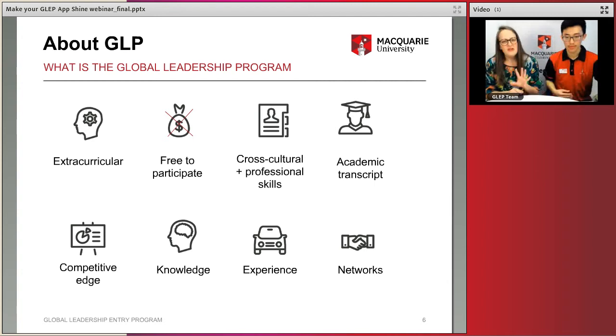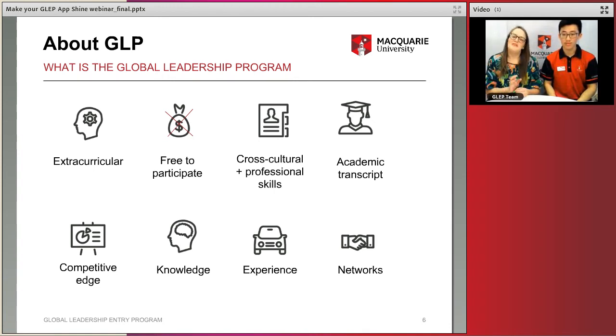So as I said before, you'll get those cross-cultural and professional skills. And if you complete the program, it will go on your academic transcript. This is really, really valuable. You might not realise until you're in third year or fourth year or fifth year at uni, but it's so valuable to have that on your academic transcript because graduate programs, recruiters and employers look at your transcript when you leave the university. It'll give you a competitive edge, so you stand out from the crowd when you graduate from the uni. And again, knowledge, experience, and networks when you leave the university.